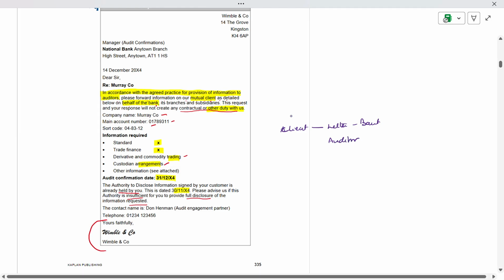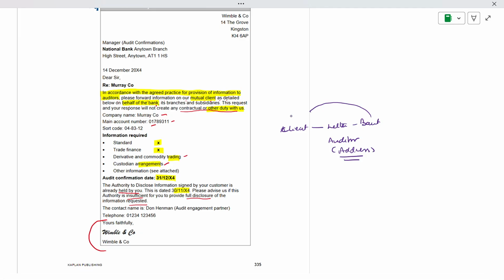The bank will provide a letter to the client, but they will address it to whom? It will be addressed to the auditors. In between, if the auditors need some other more information, the auditors can ask the bank that we need more information, based on this reference letter.